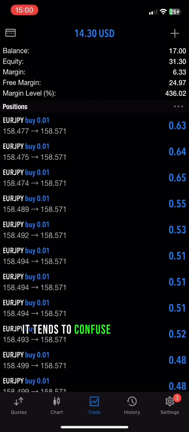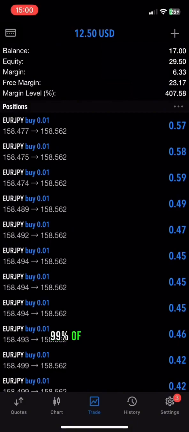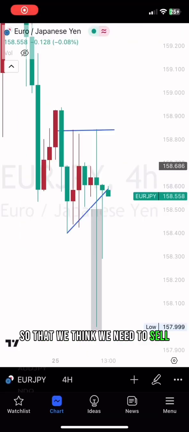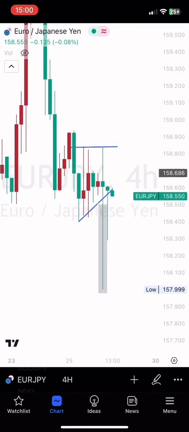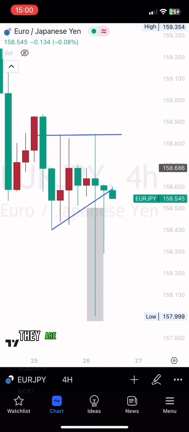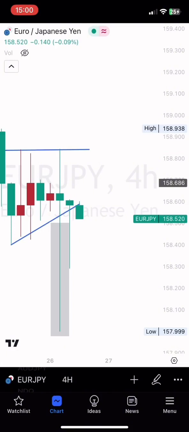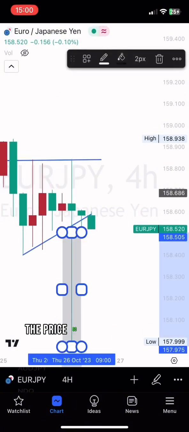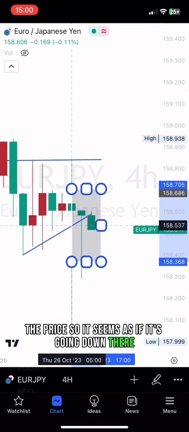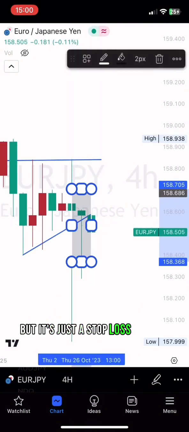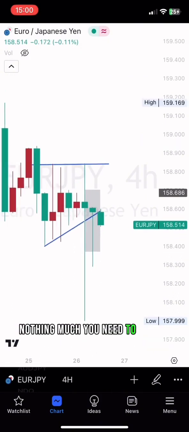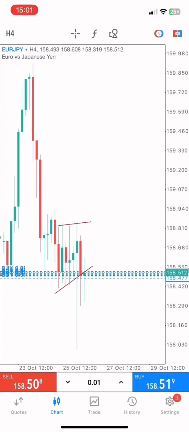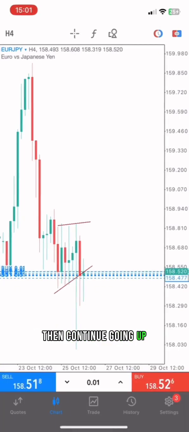It tends to confuse people like us, 99% of traders, so that we think we need to sell when we actually need to buy. But you need to pay attention to the body and the structures. They'll be telling you something, and the trend lines are most respected by the price. So it seems as if it's going down there, but it's just a stop loss taker for the early buyers, nothing much you need to worry about. It just goes down a little bit, then continues going up.